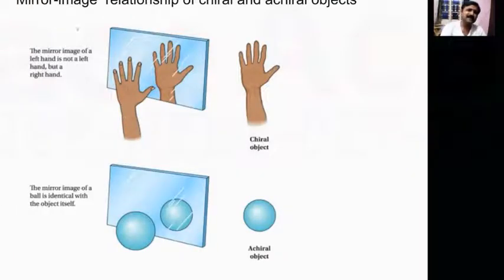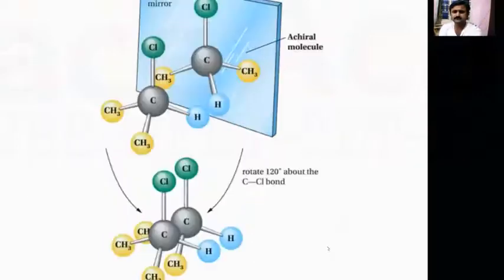Let us see the mirror image relationship of chiral and achiral objects. First, in the diagram, if you observe, the mirror image of a left hand is not a left hand but a right hand. That is called a chiral object. When you see the second diagram, the mirror image of a ball is identical with the object itself. That is called an achiral object.